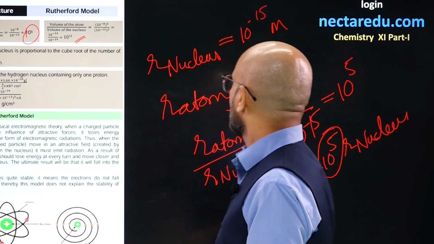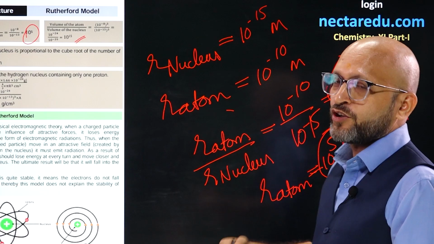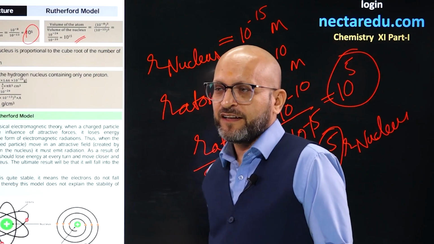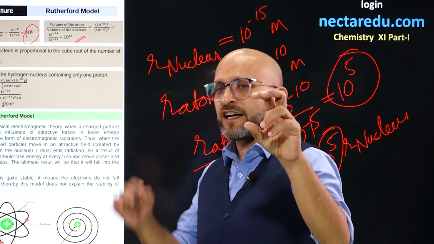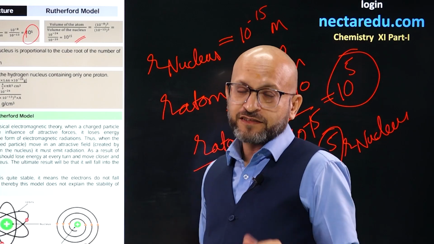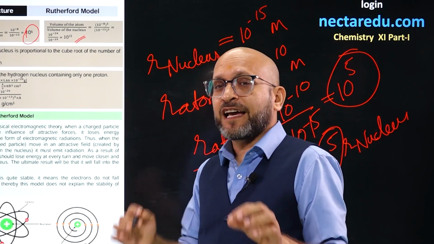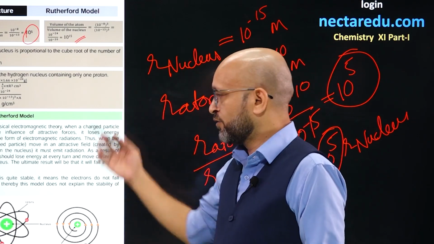If the radius ratio comes out to be 10 to the power 5, the volume ratio will be the cube of it. Okay. So that will be 10 to the power 15 times. The radius of the atom is 10 to the power 5 times the radius of the nucleus. In the same way, the volume of the atom will be 10 to the power 15 times the volume of the nucleus. Alright. So that is what we are explaining over here.